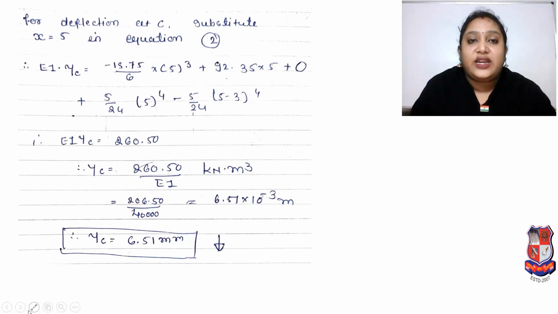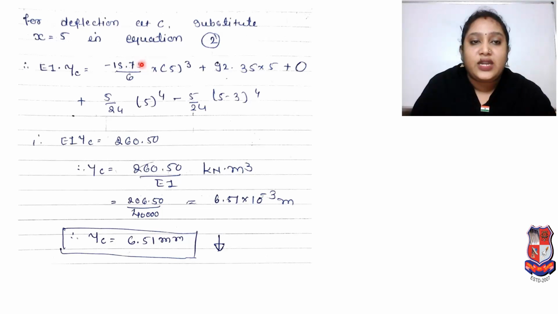Now we have to find deflection. For deflection at C, substitute x equal to 5 in equation 2. So EI y, here EI into y only, but we are interested to find deflection at C, that's why we put yC. So EI yC is equal to minus 15.75 divided by 6. We put the value of x as 5, so wherever you see 5, it is the value of x.